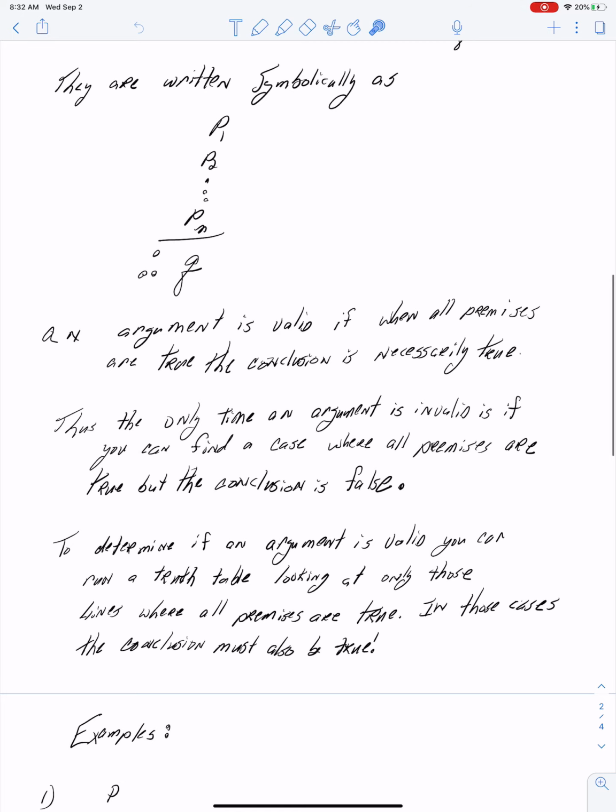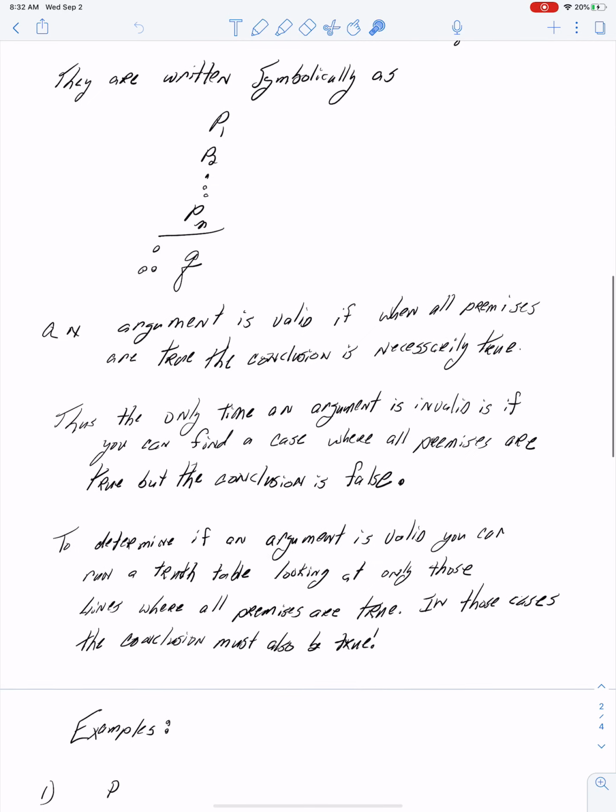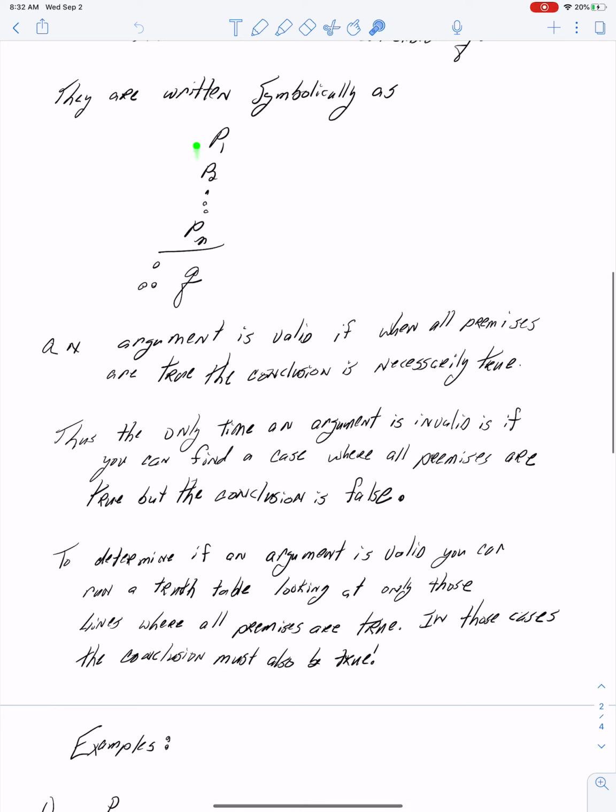But I'm not consistent. So if I have an argument, a direct argument or a direct proof, I write it like this. Here are my premises, P1 through Pn. Here's my conclusion. And it can be read like this. If P1 through Pn, then Q. That's going to be my argument.